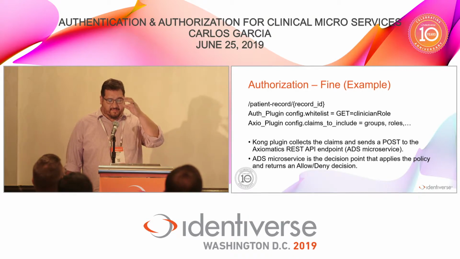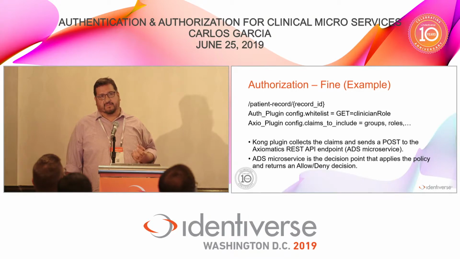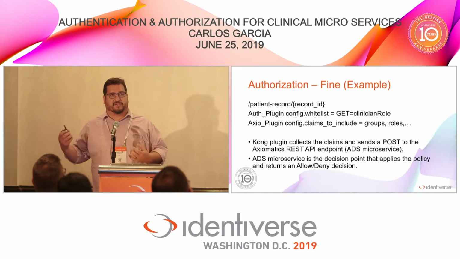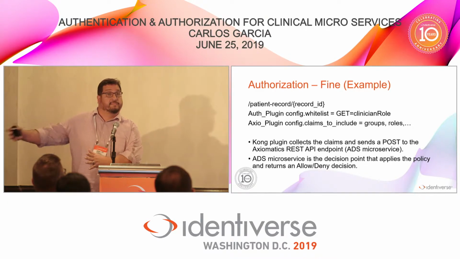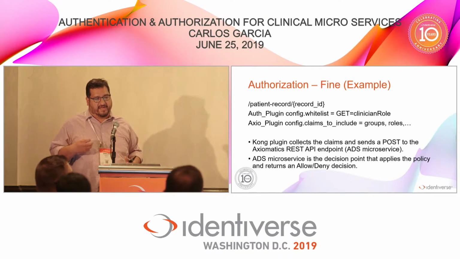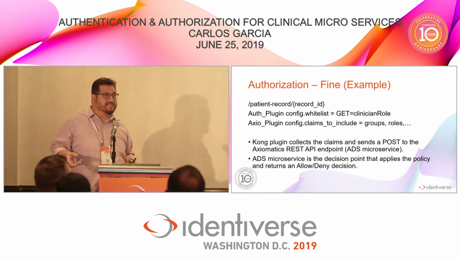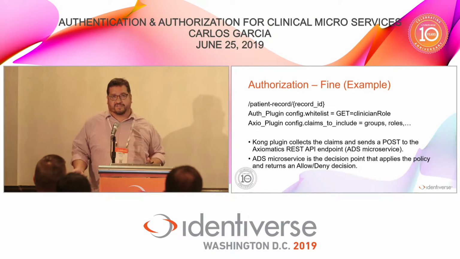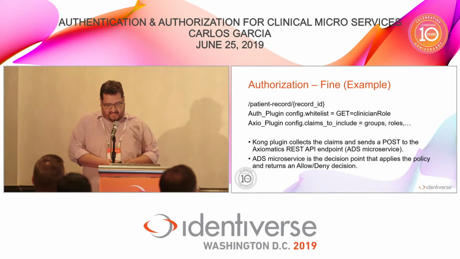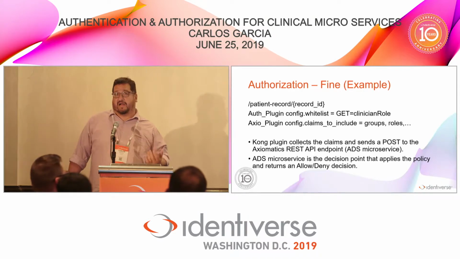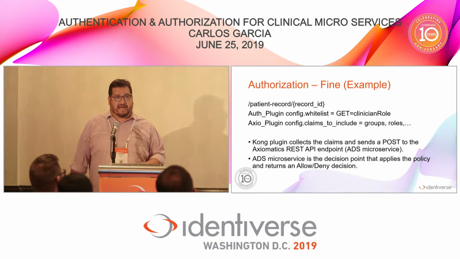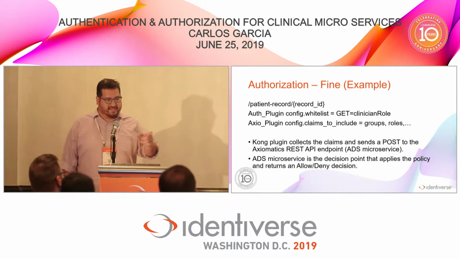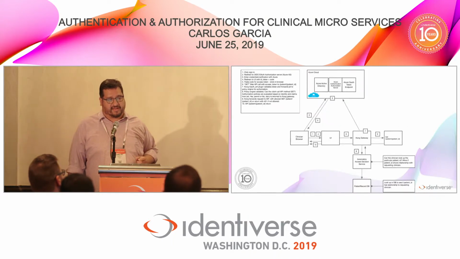Now, the Kong plugin will collect these claims and also the resource, that object, right? There's me, the subject, I'm trying to do a get to this endpoint, and it's able to take that information and send it over to the authorization microservice. The authorization microservice, because of the authorization policy that's been deployed within it, is able to go through those claims, put them together and say, yes, Carlos is allowed. He does have this relationship with this record ID that you're trying to look at.